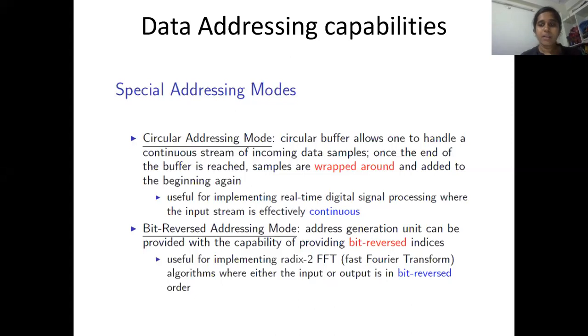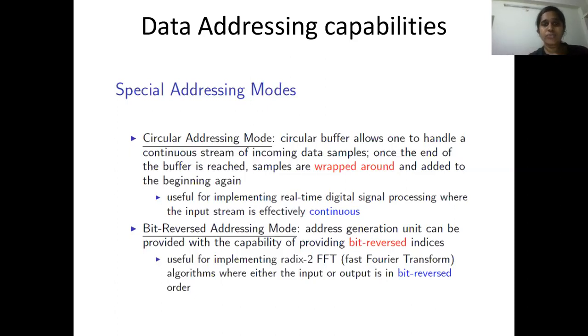In order to implement real-time signal processing, special addressing modes are provided in the digital signal processor. Coming to the circular addressing mode, there is a circular buffer which allows one to handle a continuous stream of incoming data samples. All the incoming data samples will be handled by this buffer, and once the samples fill up the buffer sequentially and it reaches the end of the buffer, the samples are wrapped around and added to the beginning again. This is what the circular addressing mode is.